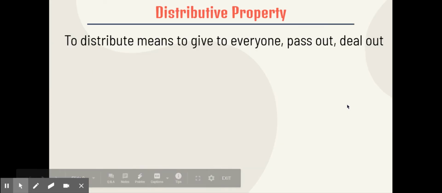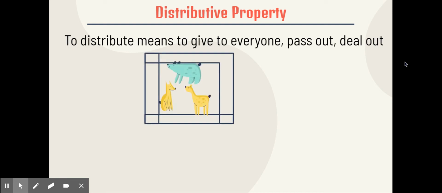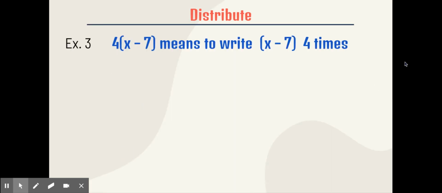The other thing we're doing today is distributive property. To distribute means to give to everyone, or to pass out, or to deal out, like you're dealing cards at a game. So I have 3 pets in a pen and some food outside the pen. Okay, well, everybody's going to get some food. So I separate everybody out with their own food, and I put plus signs between them to hold them apart. So here it is with numbers and symbols.